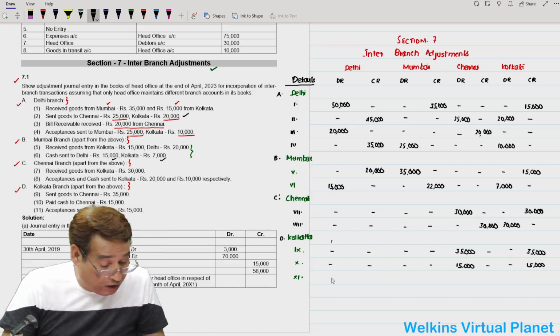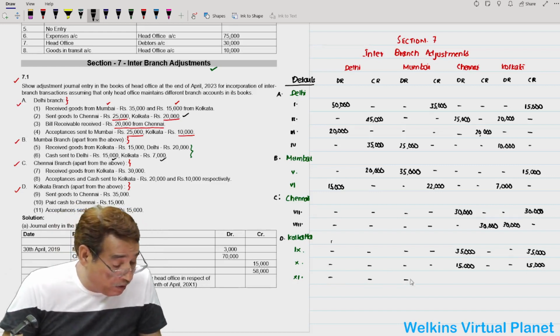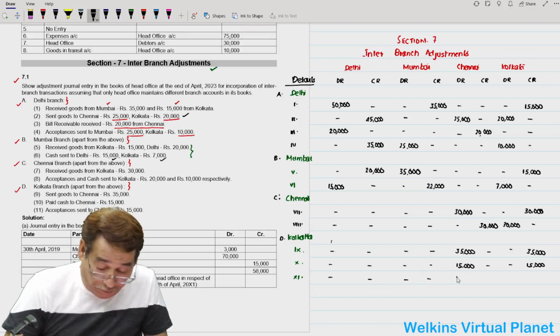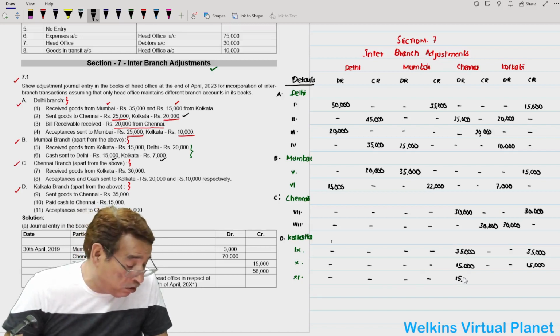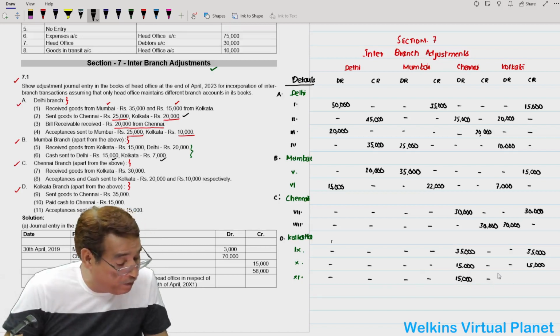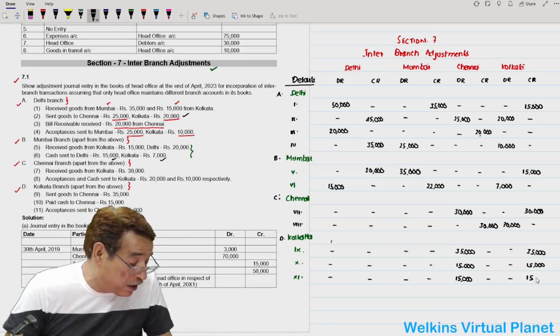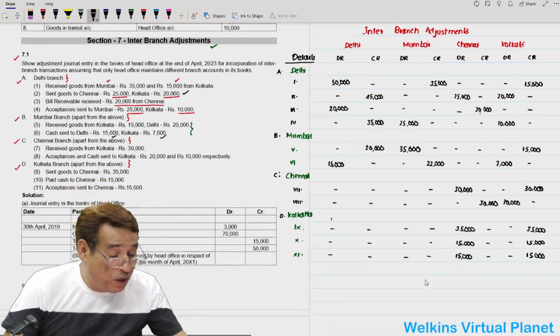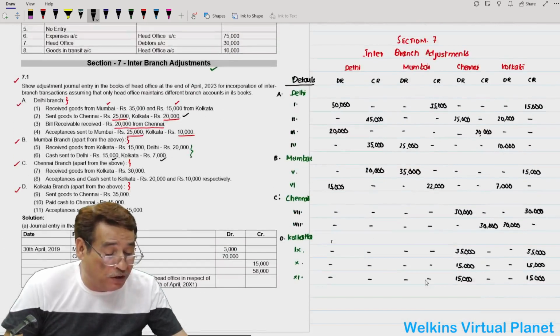Acceptances sent to Chennai. Chennai branch is receiving 15,000 worth of acceptances. So these are bills receivable for Chennai. And once again, 15,000 will appear towards the credit side of Kolkata branch. Now we have finished up all the transactions. After having finished up all the transactions, what you are supposed to do now?